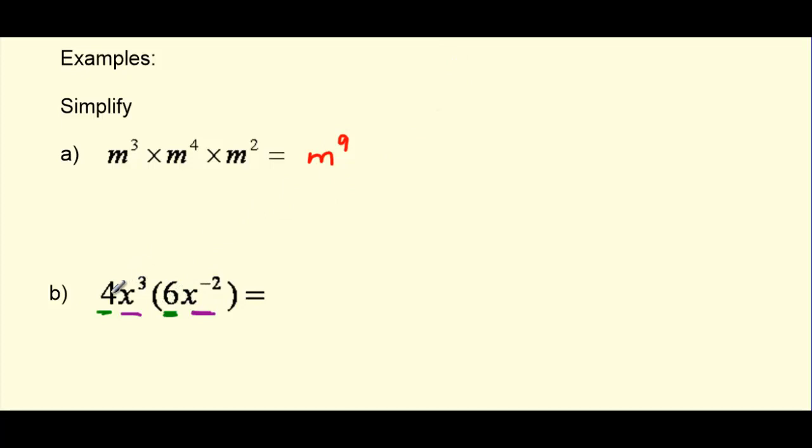So let's multiply the coefficients together. 4 times 6, that's 24. And then we'll multiply the variables. They have the same base, so the rule is we can add the exponents because we're multiplying. So 3 plus negative 2, well, that's just 3 minus 2, so that will just leave us with x to the exponent 1, or simply x. So that's just 24x.